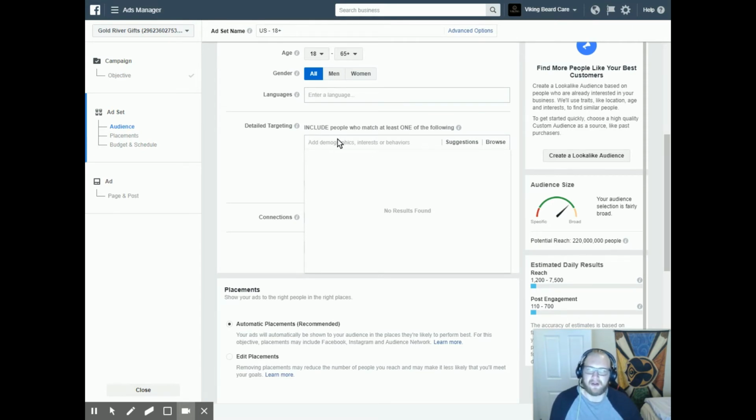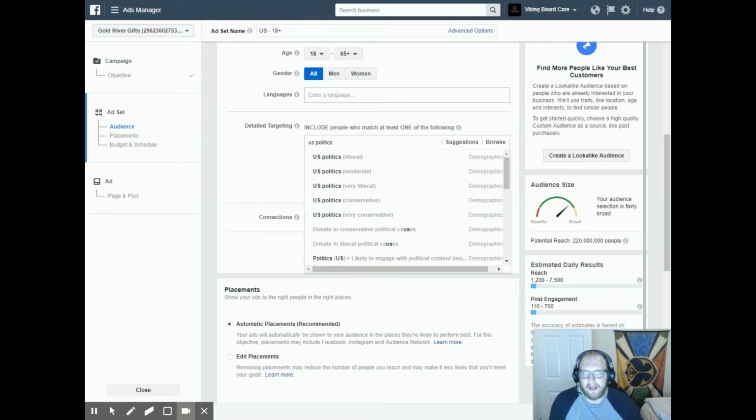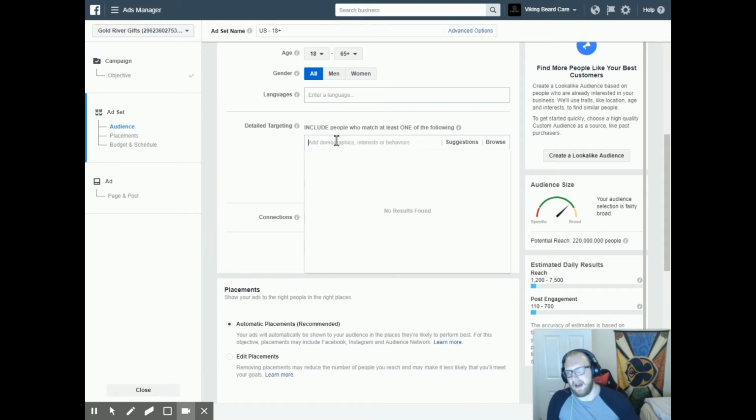So moving on to number 13, target people based on their political interests. So you can do US politics, and then it pulls up liberal, moderate, very liberal, conservative, very conservative. So this one's really good if you're running an e-commerce store for Trump products or Hillary products. You can use one of these to target. And that's a really good way of going about it. It also works really well when you're running actual political parties, political organizations, or media houses. Those work really well.